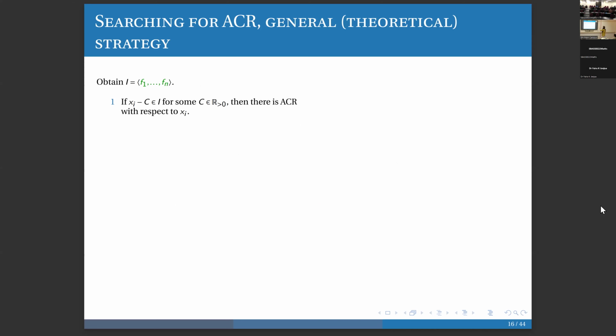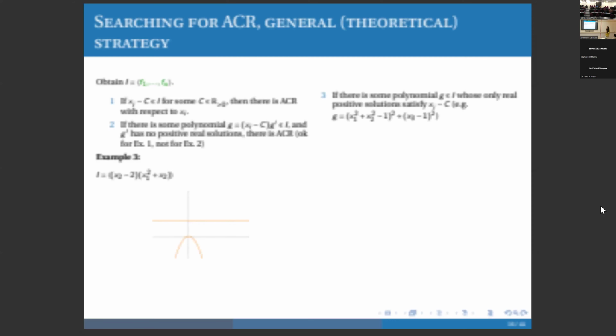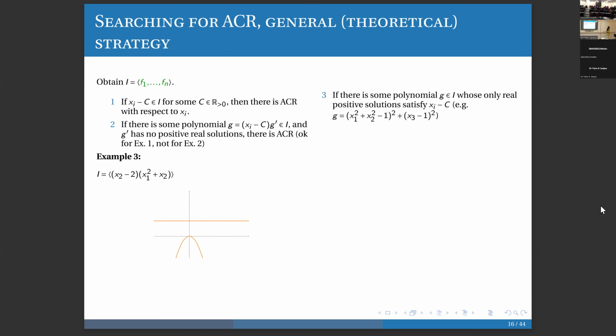This again is the same, but I want to make sure that you're following my line of thought. So if I find some polynomial like this, there is ACR. If there is a polynomial that is a product of a polynomial like this and something that does not contribute positive solutions, I have ACR. If there are some polynomials whose only real solutions satisfy something like this, I said this cannot be guaranteed for the complex solutions, even if it happens on the reals.